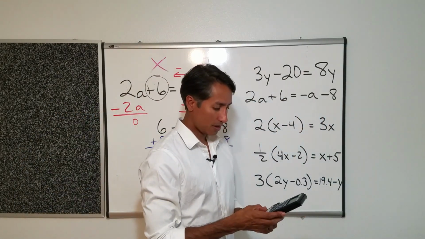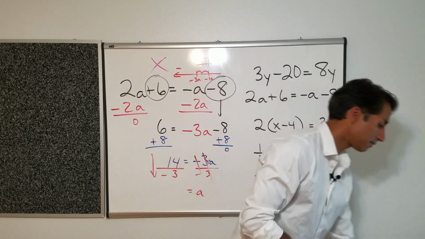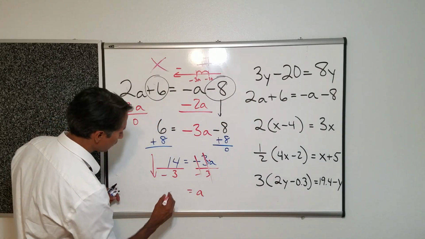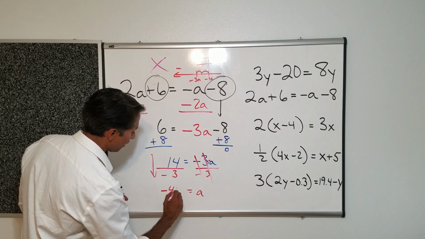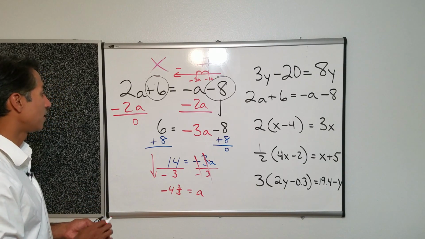It's a decimal. 14 divided by negative 3 is 4.6666, repeating. So I'll just leave it as a fraction, I guess. Negative 4 2/3, okay? I guess that looks a little bit cleaner.